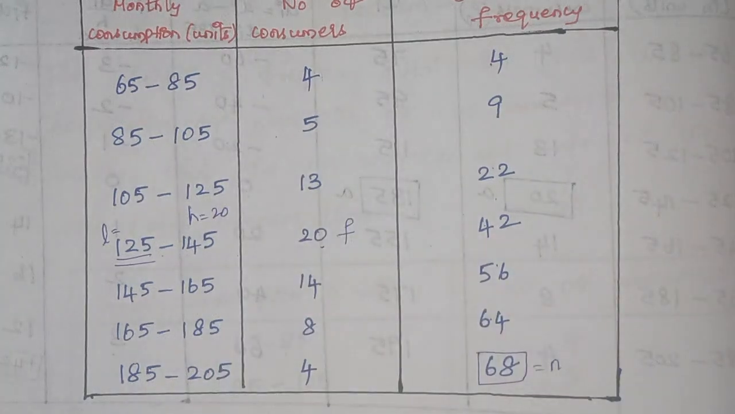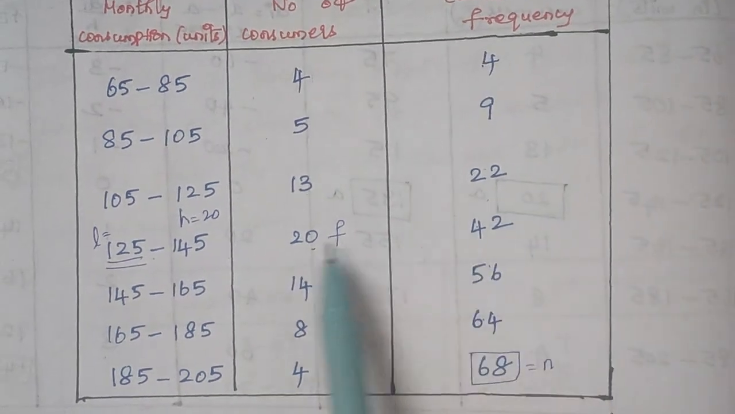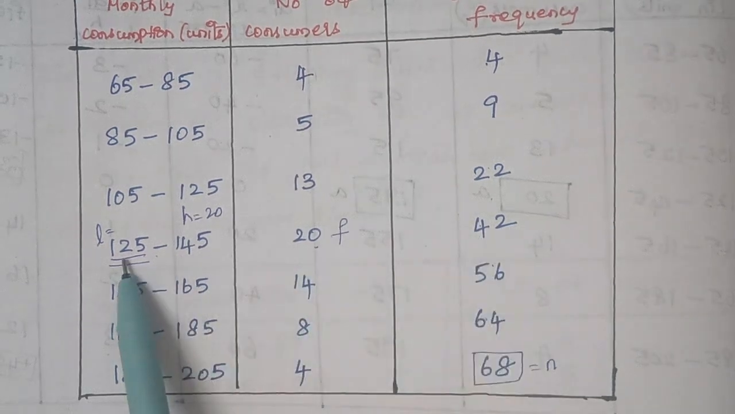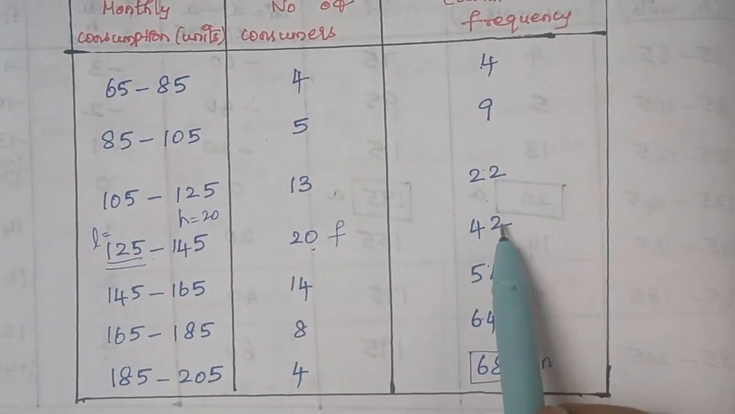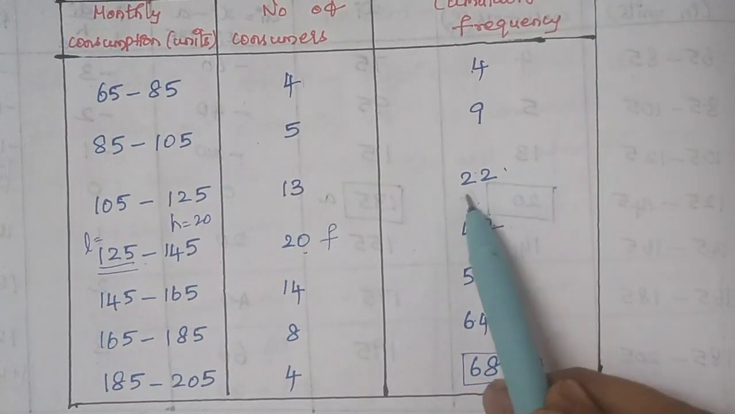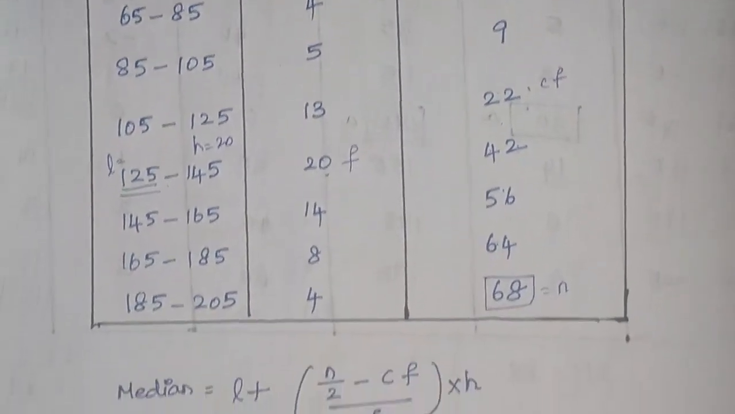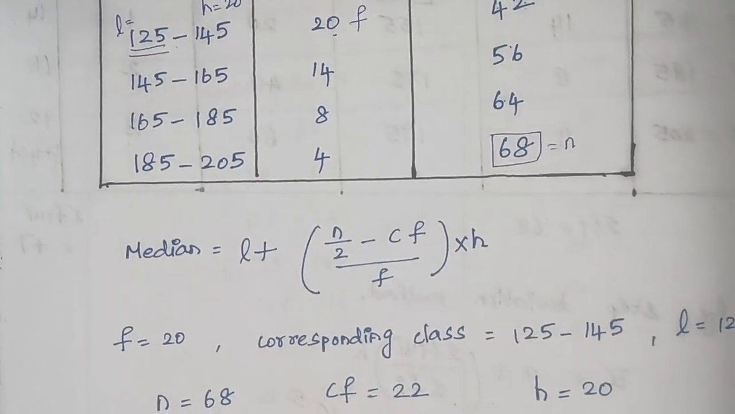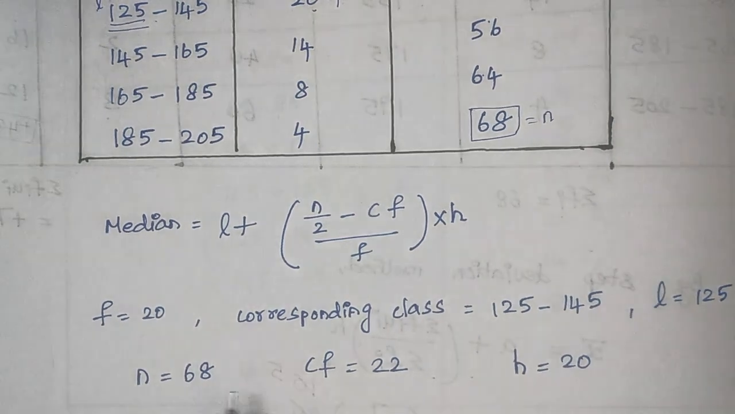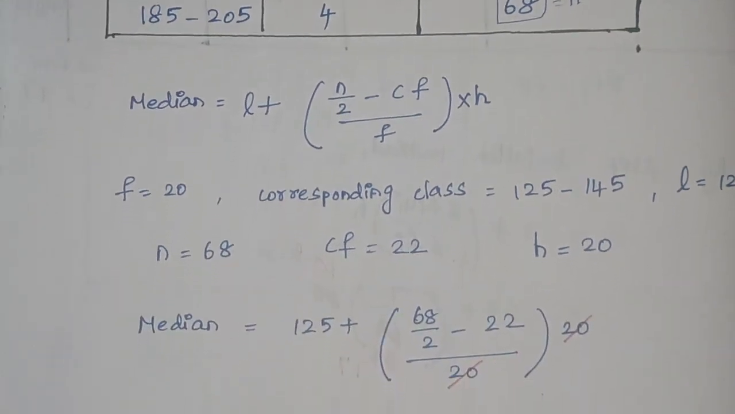Now the remaining thing is we have to find the cumulative frequency. The cumulative frequency is the one which is prior to the highest frequency. So here you have to consider this row. So the number which is prior to this value is 22. So here the cumulative frequency is 22. So just list down all the things we had written here, right? We had taken f and the corresponding class and the value of L, and the next is n, cumulative frequency, and h. So just substitute it in the formula, right?